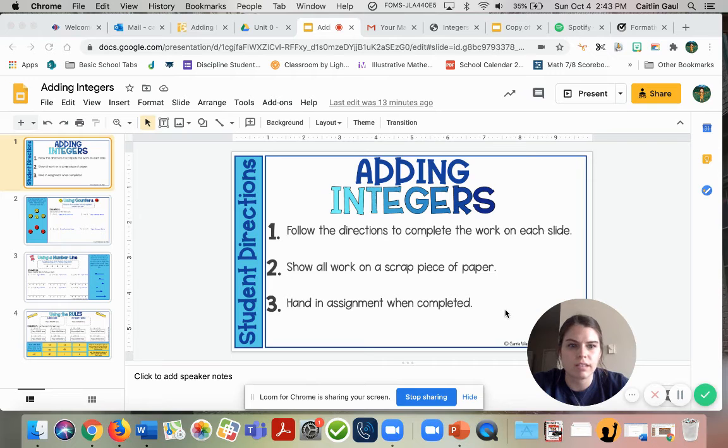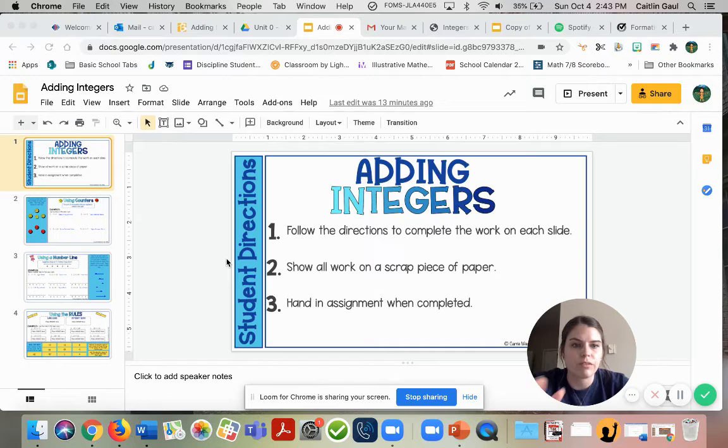This video serves as your notes and how-to for adding integers. Integers are just numbers, negative infinity to infinity, so including your negative numbers and your positive numbers. Today we're going to focus on just adding them. This is also your assignment for today, so this will serve as instructions on how to complete that.